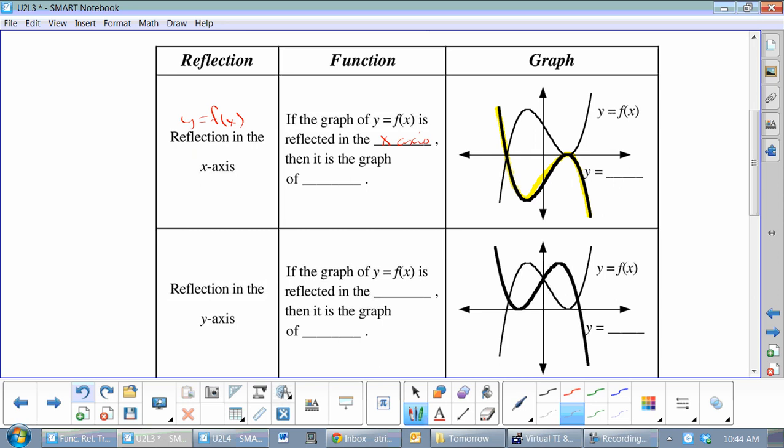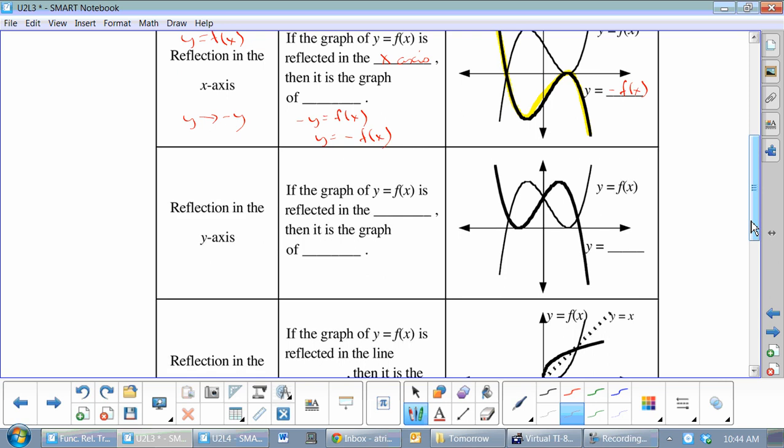We're going to replace y with negative y. So this is negative y equals f of x. But if I was to get everything as y equals, it would be y equals negative f of x. So remember, do you see how that negative is nowhere part of that x? Even though it's on the other side, it still belongs to the y. So this is negative f of x.